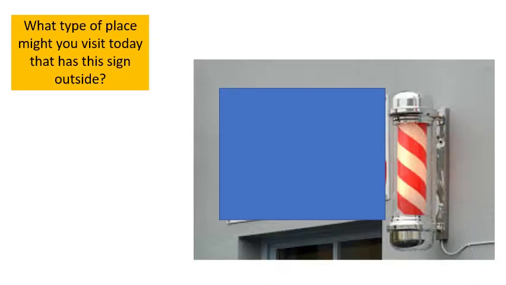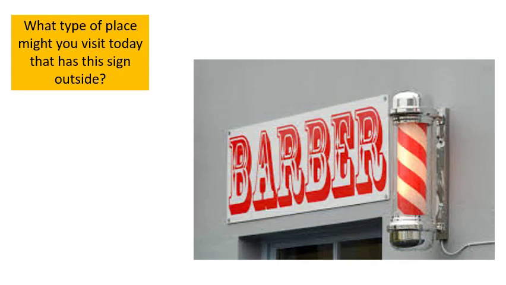All right, guys, and we are very nearly finished. We've just got this and a true or false questions to go. So I want you to have a little bit of a look at that picture and have a look at this question. It says, what type of place might you visit today that has that sign outside of it? So it is a barber's, which is where traditionally boys now go. Girls tend to go to the hairdressers to get their hair done, but boys for shorter hair, or for anyone with shorter hair, they would go to a barber's to have their hair cut.